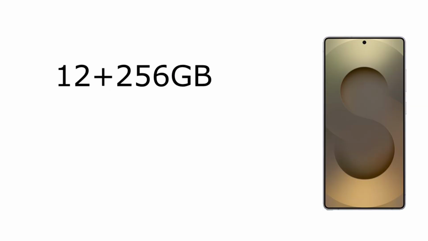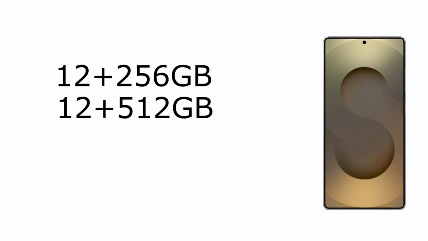So that's the difference. And when we talk about the storage variants, the S25 Ultra is available in different variants like 12GB RAM 256GB, 12GB RAM 512GB, 12GB RAM 1TB, and 16GB RAM with 1TB internal storage variants. Those are UFS 4.0 storage capacities along with the LPDDR5X RAM types.